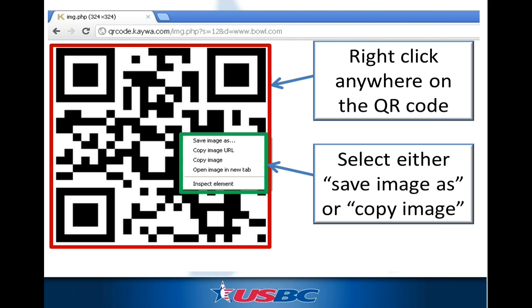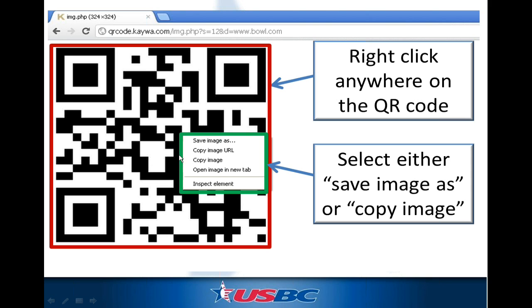So now what I want to do is remove it off here. So I click anywhere within that red box, anywhere on the QR code itself, and I right-click. Once I right-click, this box will pop up and ask me what options. It will tell me what options I have and what ways I can manipulate this photo. The two that are most popular would be Save Image As or Copy Image.